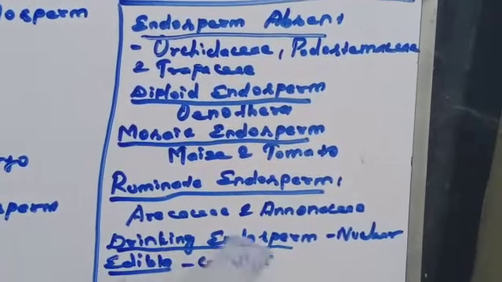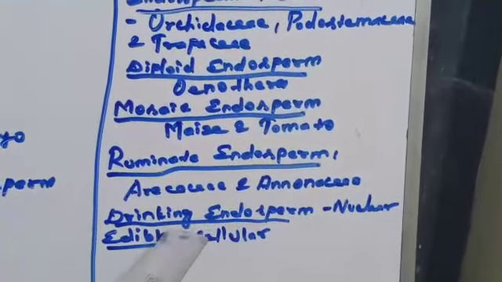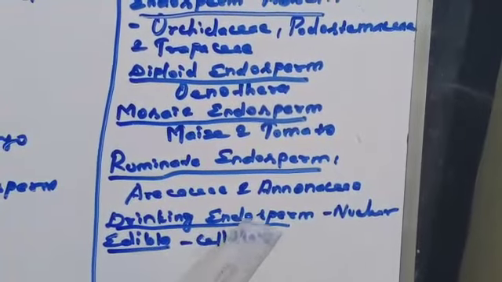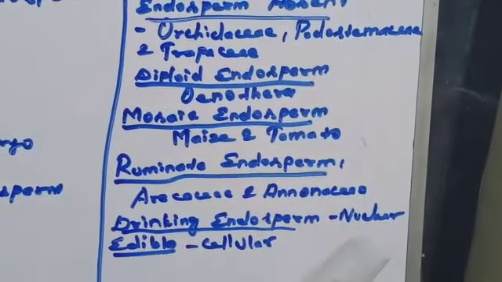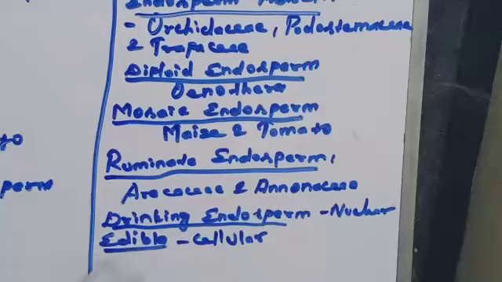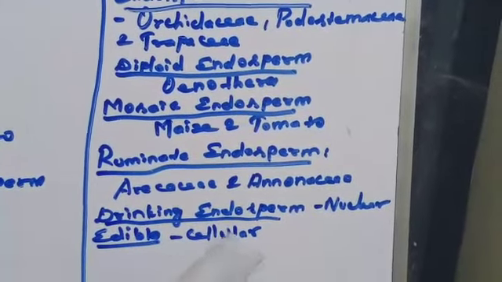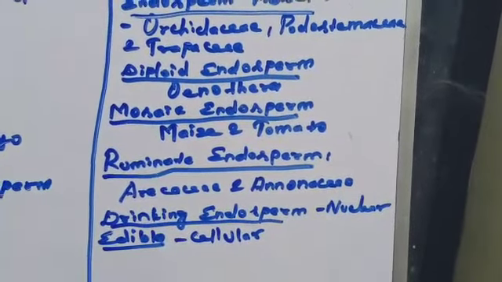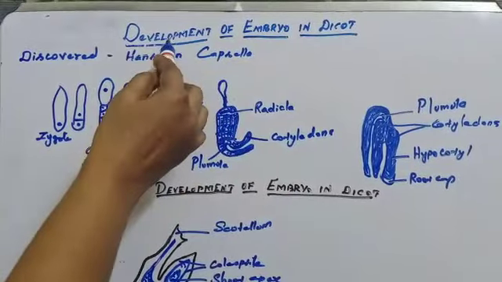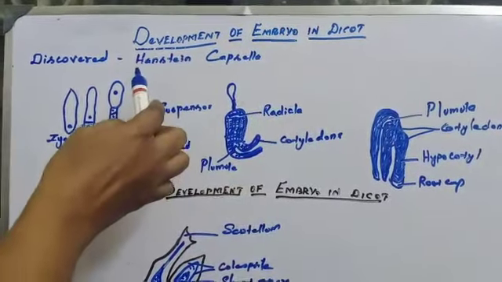Then the drinking endosperm, it is found in coconut. The coconut water is the drinking endosperm. What type is it? Nuclear endosperm. And the edible part of the coconut is what type? Cellular endosperm. Next, let us see development of embryo in dicot.